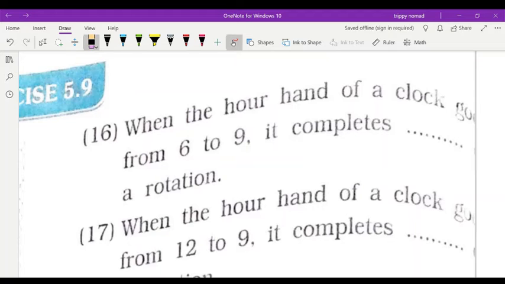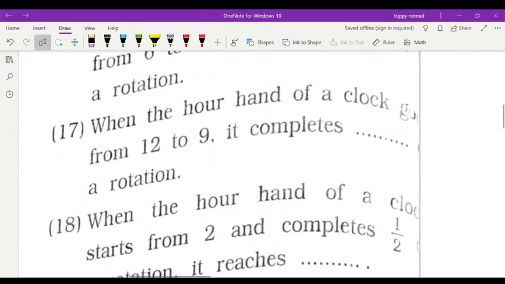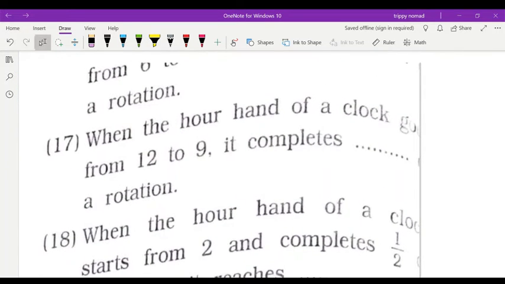Now we are going to start question number 17. Yes, question number 17: when the hour hand of a clock goes from 12 to 9, it completes dash a rotation. In the same way as we have done in question number 16, now from 12 to 9, how many 1/4 parts? Three 1/4 parts. That means the answer will be 3 by 4 in question number 17.